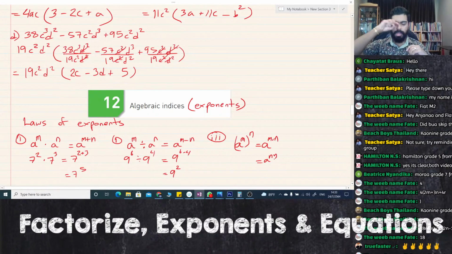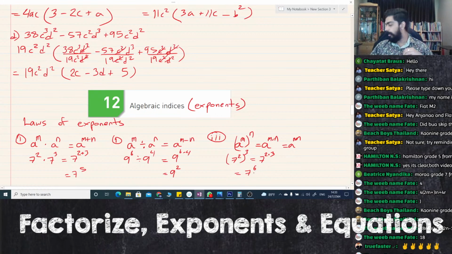Which is equal to a to the power of mn. Oops, mn. Okay, so if I have, or let me write it here, a to the power of mn. Right, now let's say we have 7 to the power of 2 to the power of 3. This is the same as 7 to the power of 2 times 3. Therefore, it will give us 7 to the power of 6. All right, guys, 7 to the power of 6.